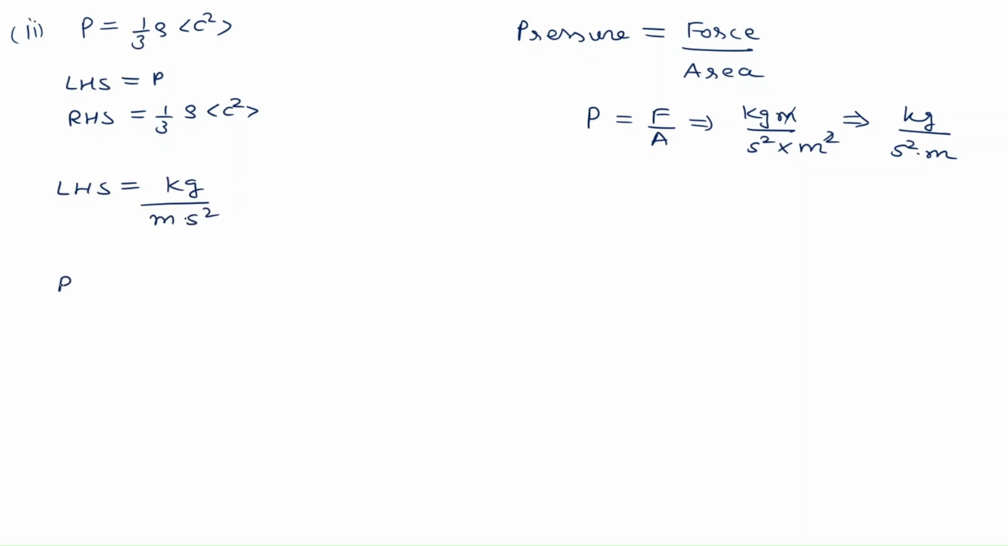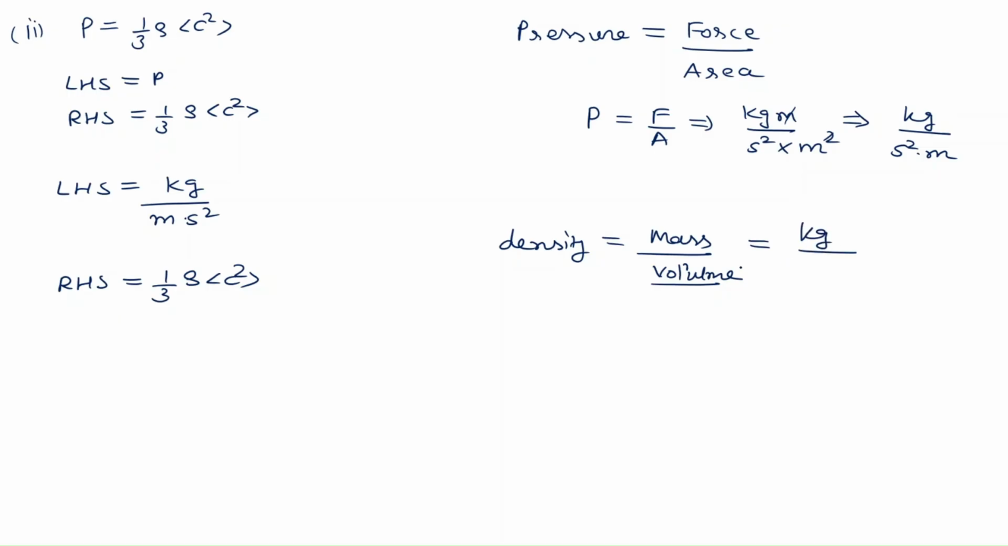Now for RHS, we have one third rho c square. Rho means density. Density is given by mass per volume. Now mass means kilogram, the SI unit. Volume means meter times meter times meter. So kilogram per meter cube is the unit of density.